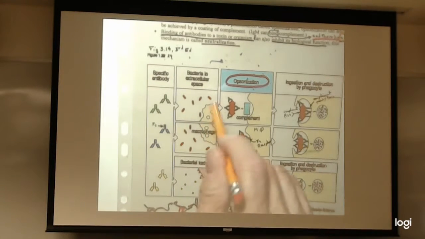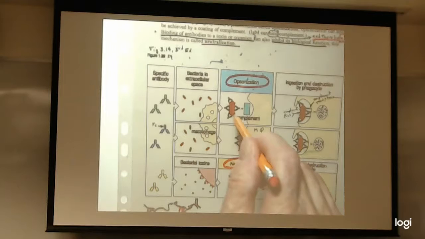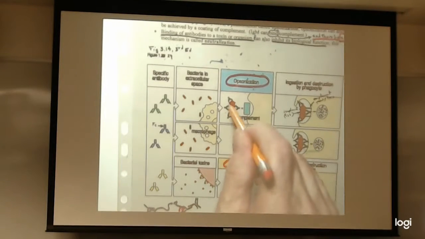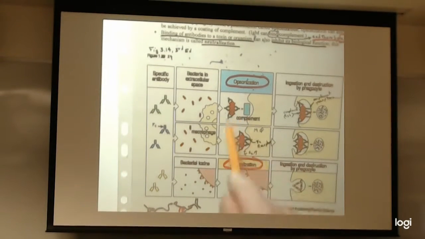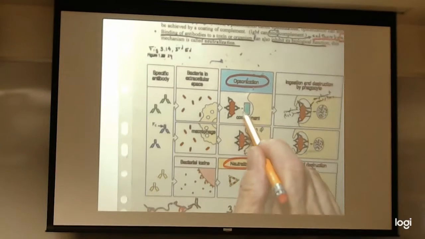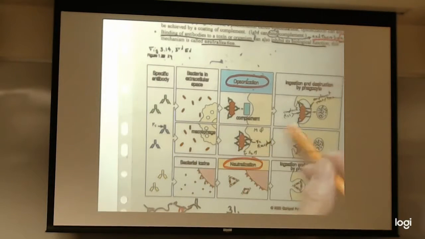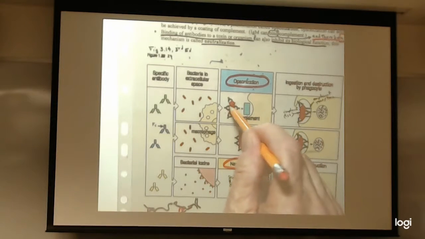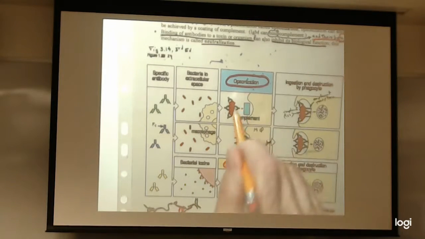Antibody bound to antigen here also activates the complement system, and we start depositing complement on the surface of the bacterium. We have complement receptors, so complement fragments also opsonize whole bacteria, whole large particles.